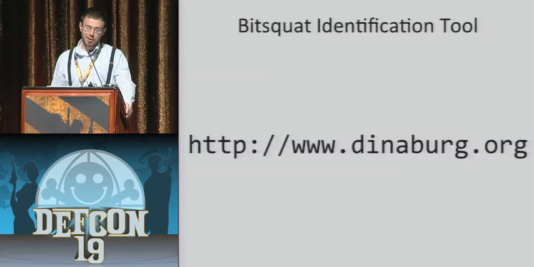And finally, I'd like to say, if you want a quick tool to identify which bit squats of your domain are available, you can get a Python script at dinaburg.org. Thank you.